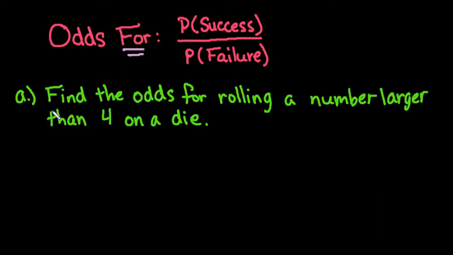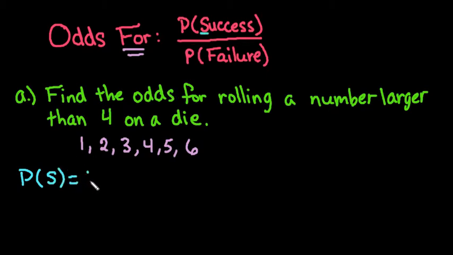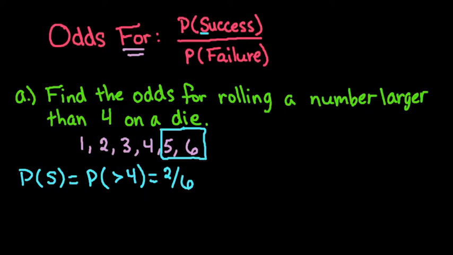So for the first situation we want to find the odds for rolling a number larger than 4 on a die. If we think about it, on a die we have the following numbers: 1, 2, 3, 4, 5, or 6. The first thing we want to do is find the probability of success, and I'm just going to use an S for success. In this case, it's the probability that it's greater than 4. We can see clearly that there are two numbers that are greater than 4. So the probability of rolling a number greater than 4 is 2 out of 6.